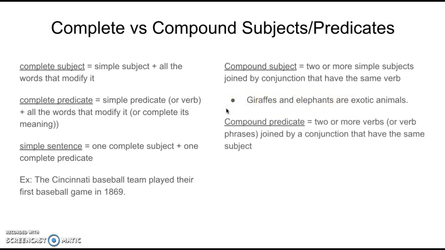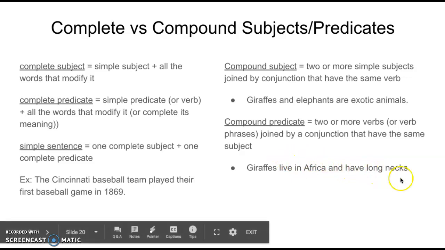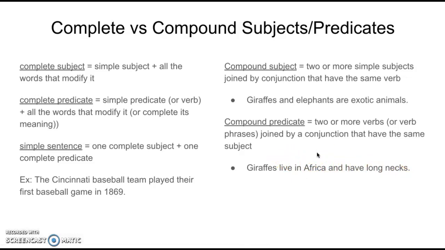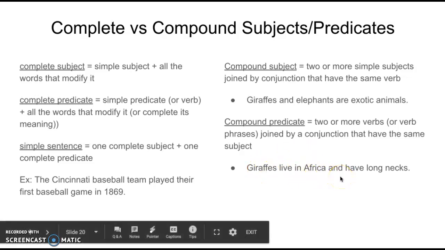So you can also have a compound predicate. Two or more verbs, or verb phrases, joined by a conjunction that have the same subject. Subject in this case, giraffes. Live in Africa and have long necks. You could say, giraffes live in Africa, period. Giraffes have long necks, period. But this sounds much better and is more efficient.